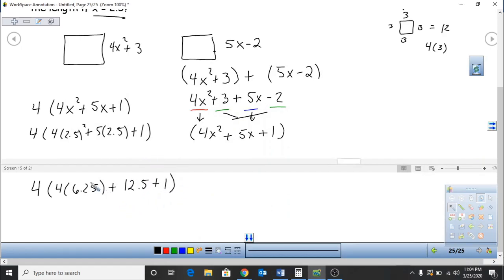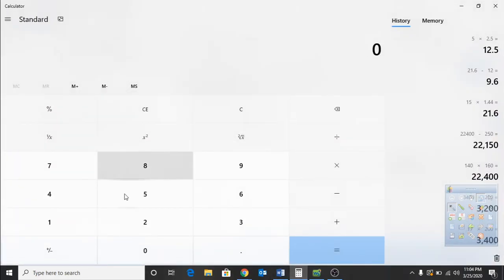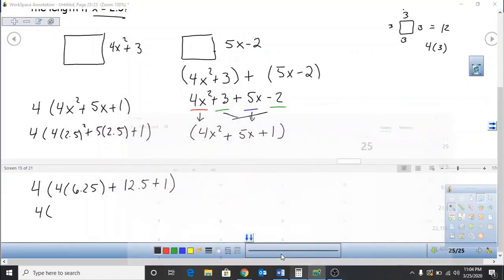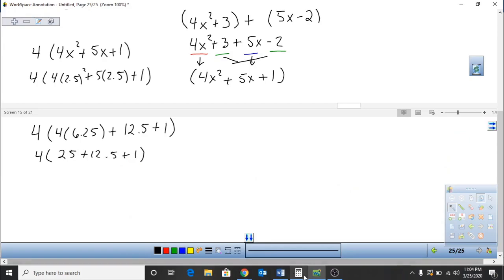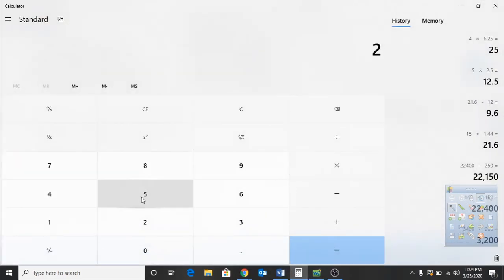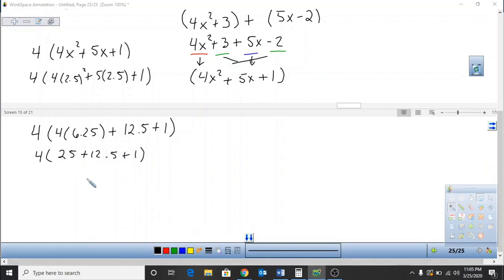So I do have a lot of numbers here, but it's okay. And then plus 1. The next thing I'm about to do is work the parentheses first, all right? So I have 4. I'm going to figure out what 4 times 6.25 is, and it should give me 25. Yep, so 25 plus 12.5 plus 1. Next, I'm going to add everything inside the parentheses. So I'm going to take 25 plus 12.5, and then plus 1, which would give me 38.5.